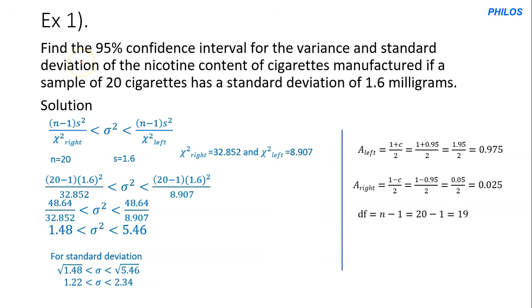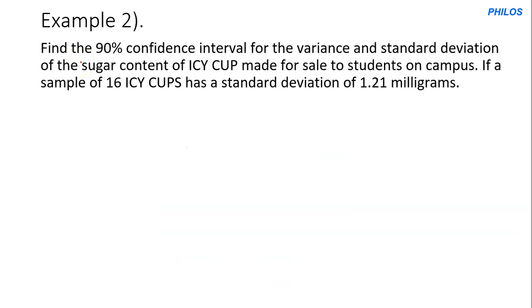So let's take another question and see. Question 2 says, find the 90% confidence interval for the variance and standard deviation of the sugar content of icy cup made for sale to students on campus, if a sample of 16 icy cups has a standard deviation of 1.21 milligram.